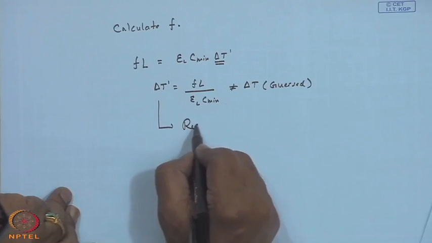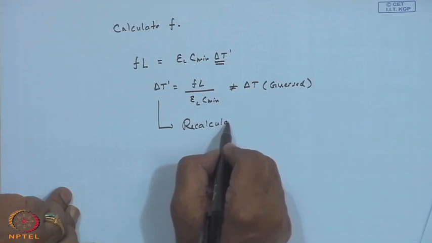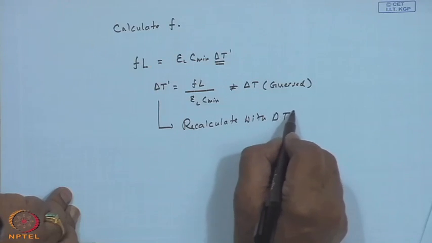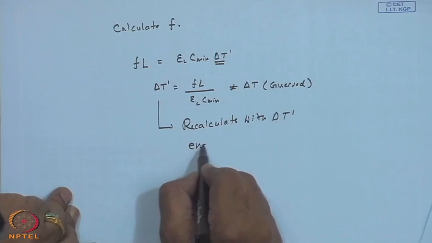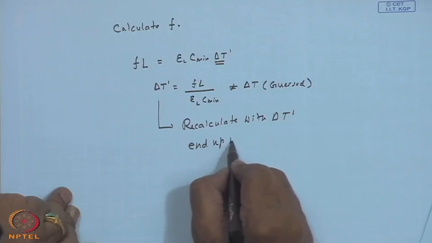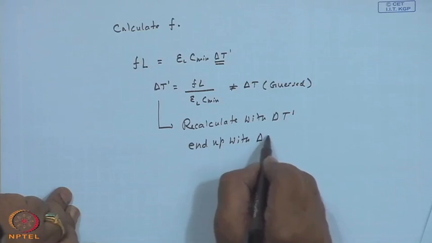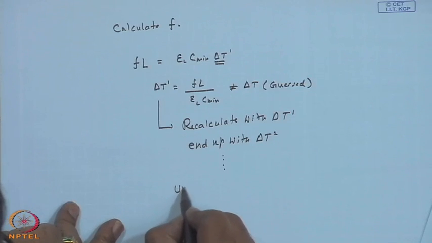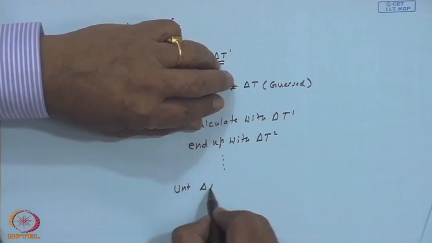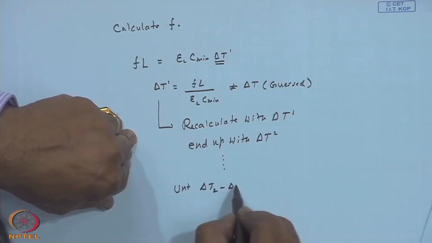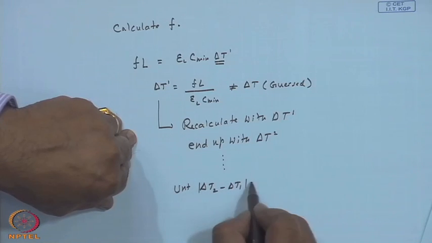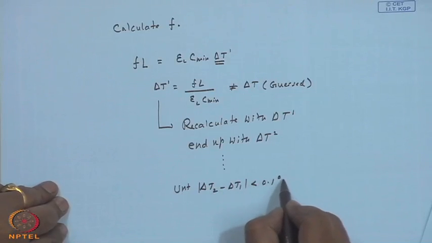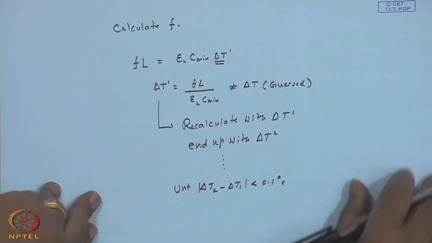Recalculate with delta T 1 and end up with, let us say, delta T 2, and continue with this procedure until the modulus of delta T 2 minus delta T 1 is less than 0.1 degree C, or whatever accuracy you set up.